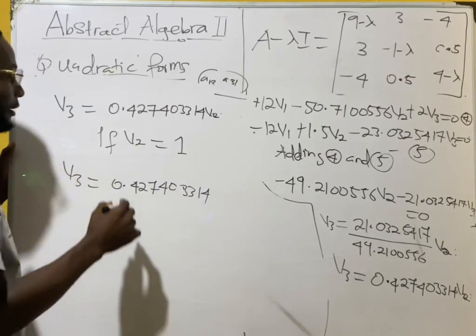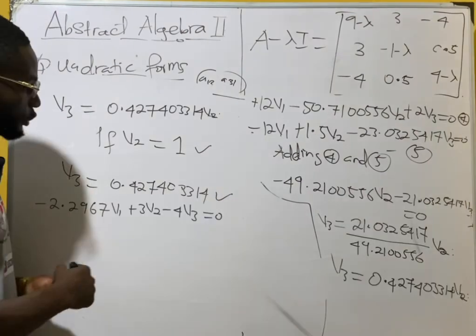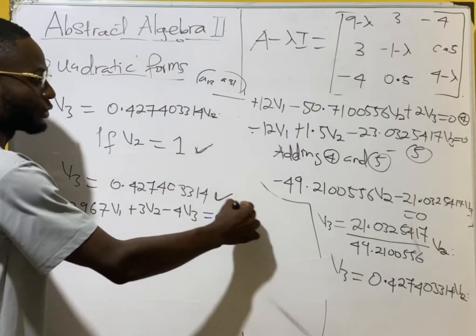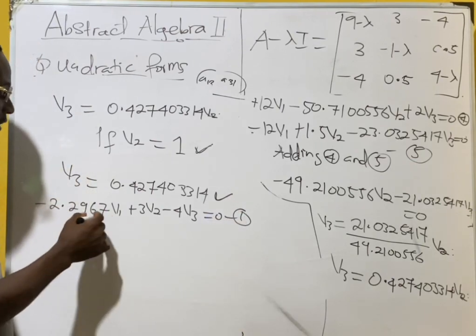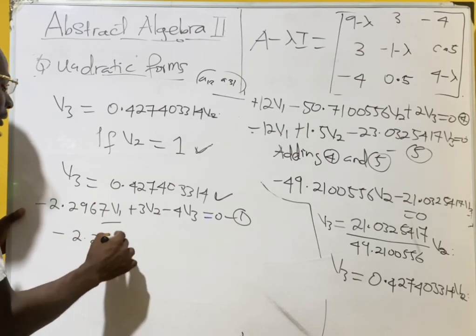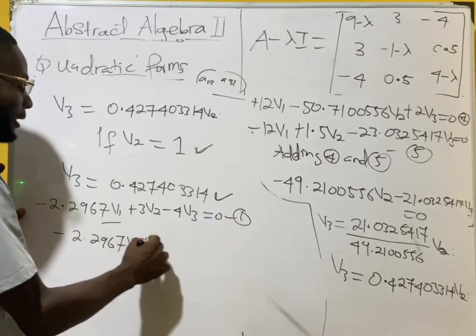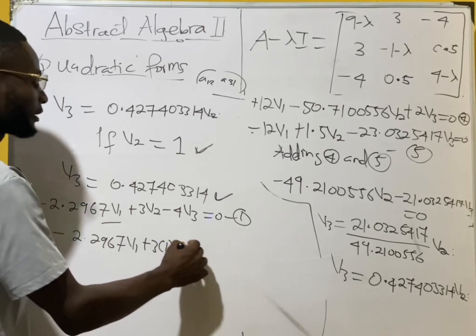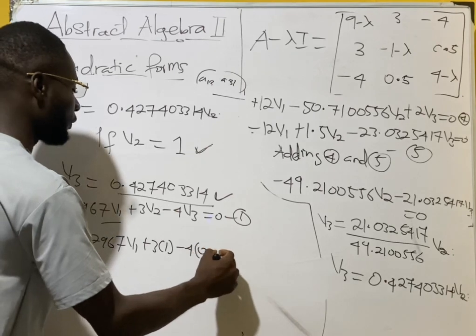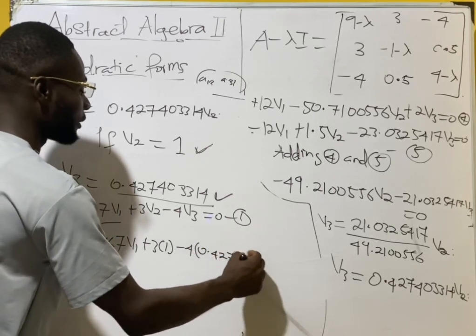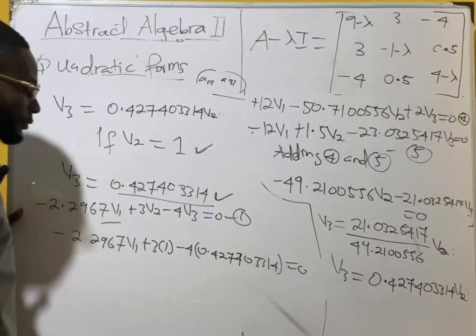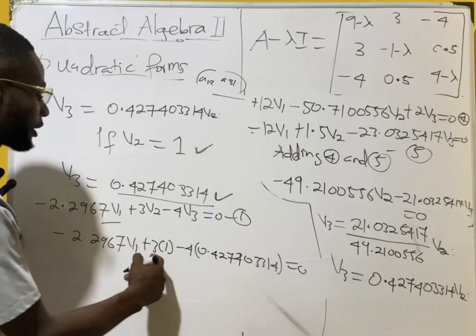So we have V2 and we have what? We're going to substitute V2 and V3 into equation 1 to have our V1, right? So when we do that, we're going to have minus 2.2967 V1 plus 3 into 1 minus 4 into this, which is 0.4274003314 equals 0, right? So we're going to send all this to this side.